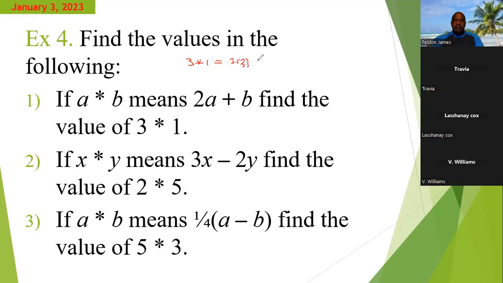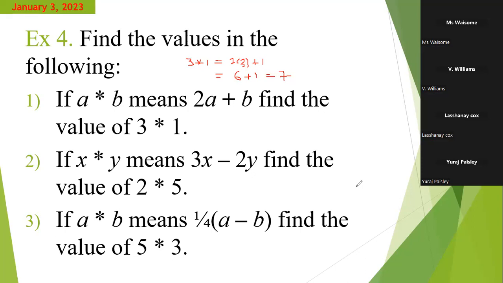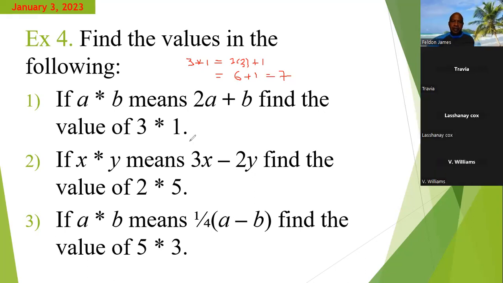Go ahead. Plus 1, since B is 1. Then I have 2 times 3 is 6 plus 1 equals 7. All right. Anybody else get that answer? Let me see the hands of those who get that answer. All right, very good. Thanks, Ms. Trevia. That's correct.